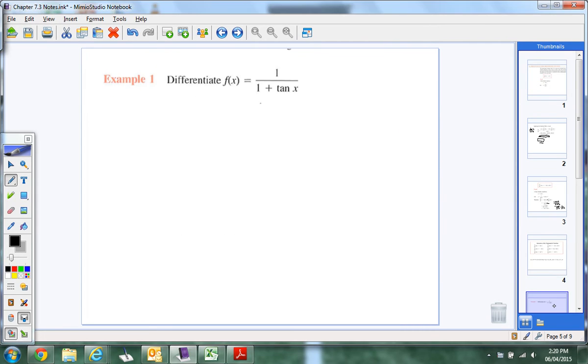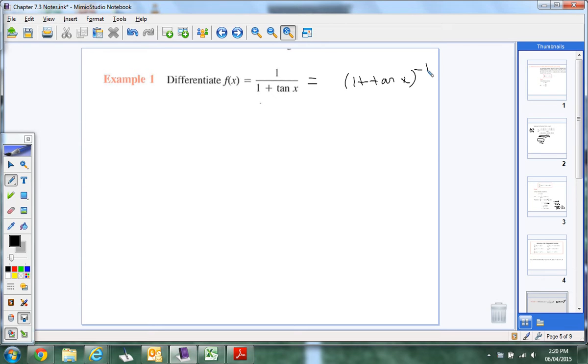All right, so example 1. We've got 1 over 1 plus tan x. Just look at this real quick. What would be the easiest way to try to differentiate that? Make it -1. Yeah, make it -1, exactly. So (1 plus tan x) to the -1. That'd be the easiest way to do it.